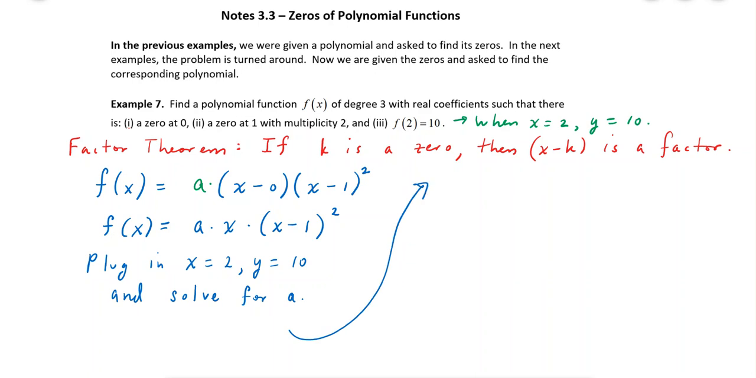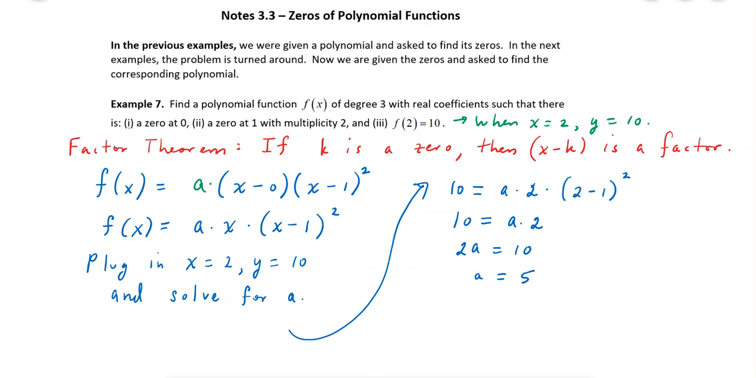So y is 10. That's the same as f of x. 10 equals a times x is 2 times 2 minus 1 squared. And so then we can just solve that little equation for a. We'll have 10 equals a times 2. Right? This is 2 minus 1 is 1 squared is 1 times 2 is 2. So 2a equals 10, or a equals 5.